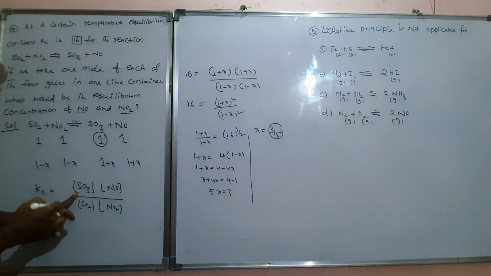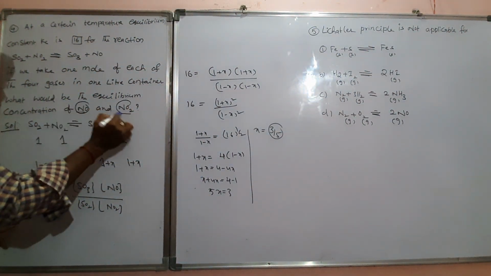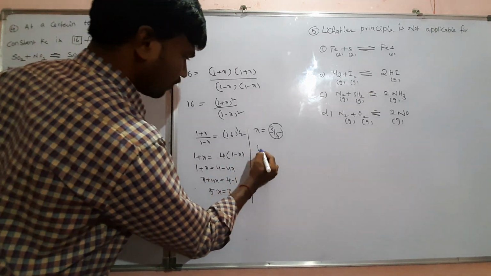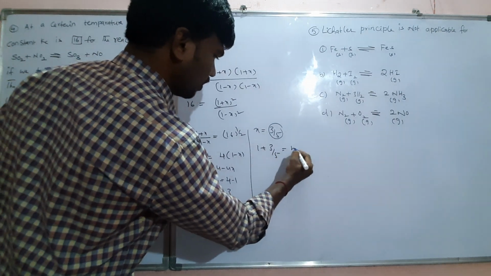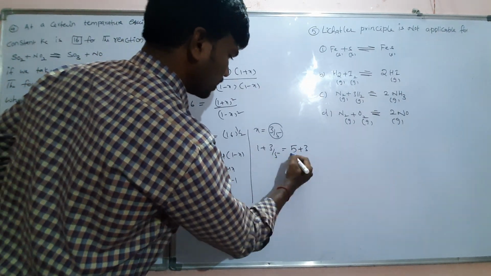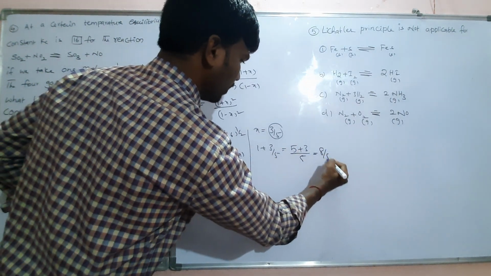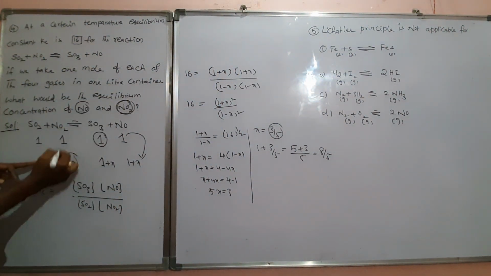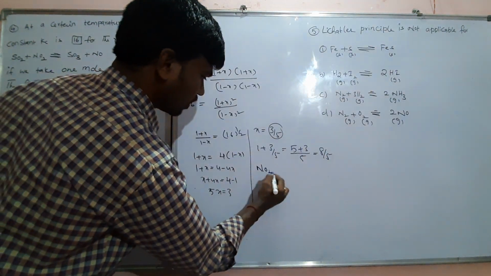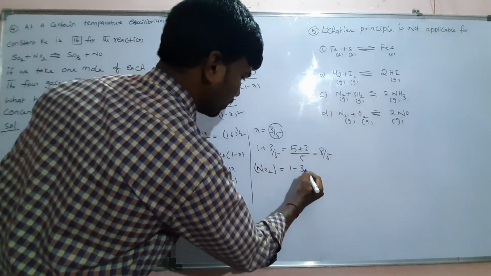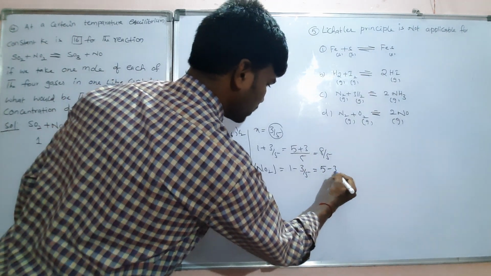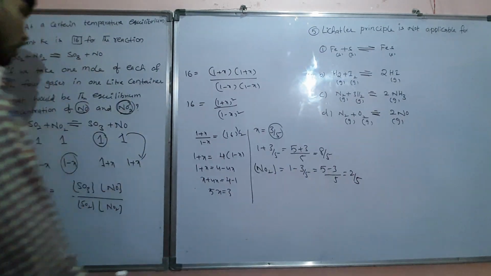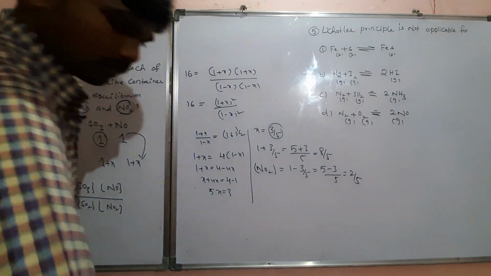Now what they are asking in the question is the NO concentration and the NO2 concentration. NO concentration is how much? 1 plus x. So 1 plus 3 by 5 means 5 plus 3 by 5, which is 8 by 5. Next, NO2 concentration. What is the NO2 concentration? 1 minus x. So NO2 concentration is equal to 1 minus 3 by 5, which is 5 minus 3 by 5, which is equal to 2 by 5. So this is the concentration of NO and NO2. Like this you can solve this problem.